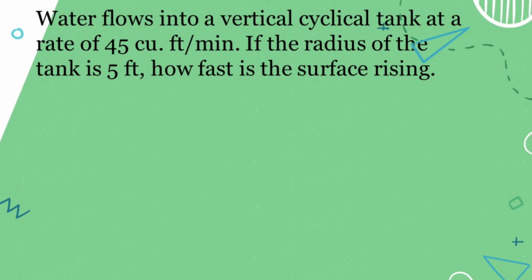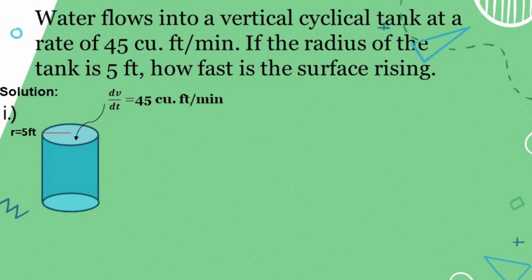First, let's make a figure. We know that the givens are the radius, which is 5 feet, and 45 cubic feet per minute, which is our derivative of volume with respect to time. So our figure would be like this. Then let's proceed to our second step.